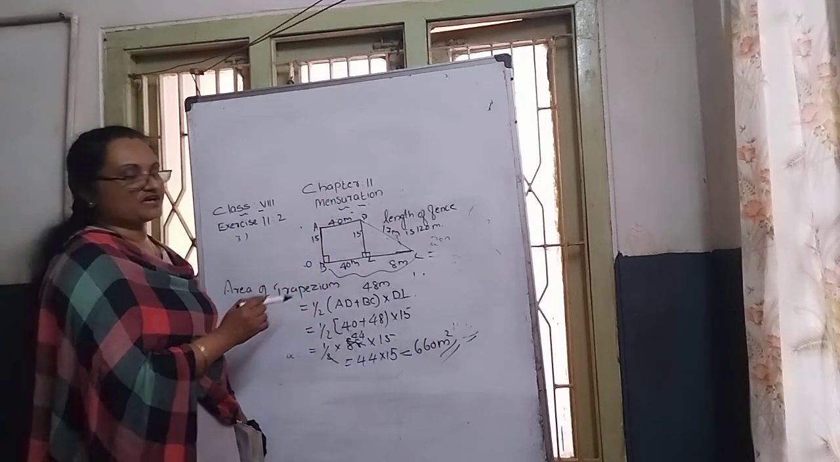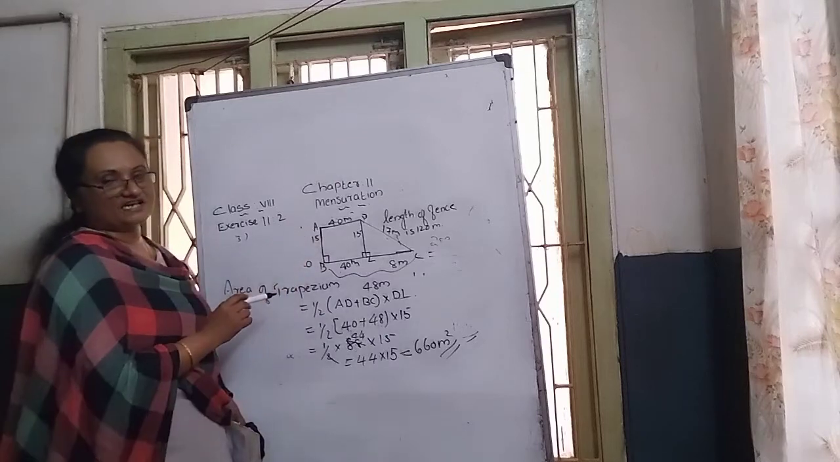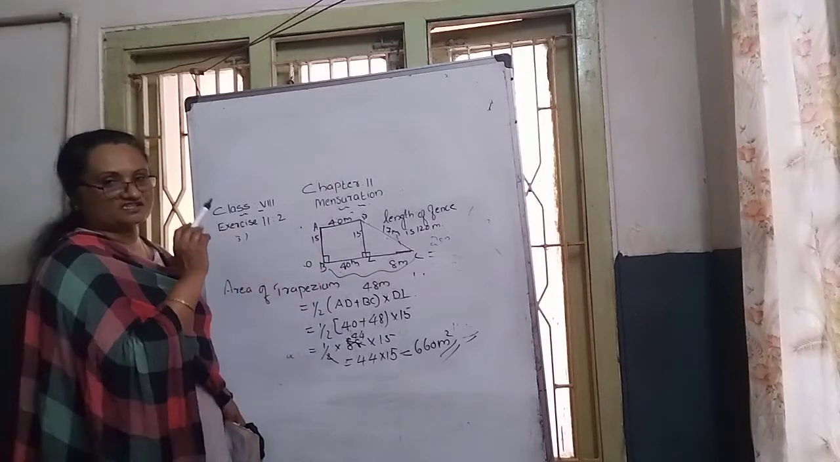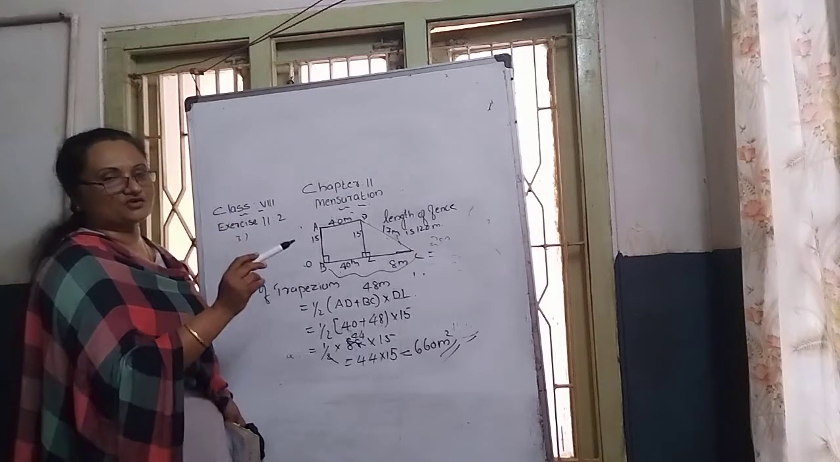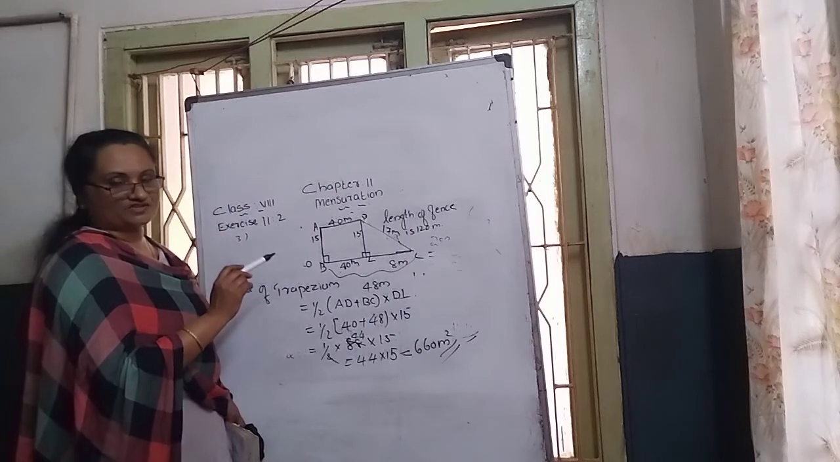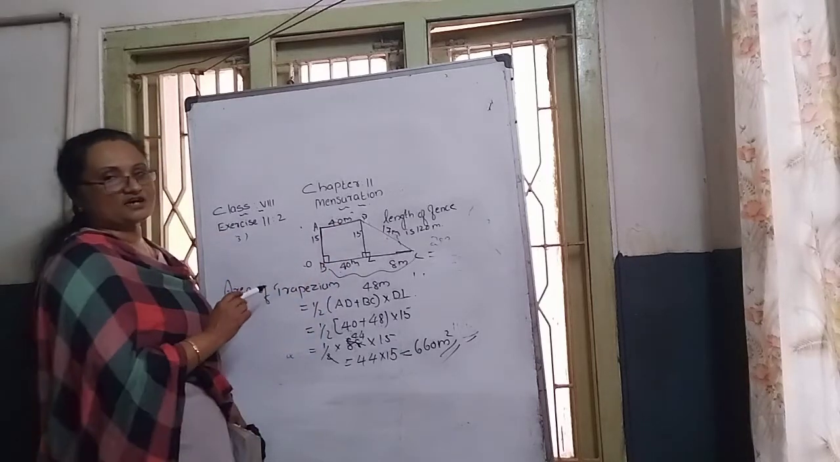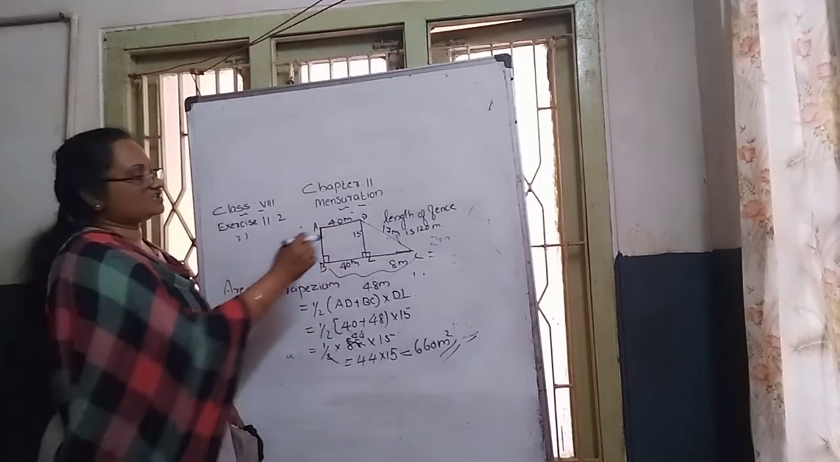How to find out the DL value? Apply the Pythagoras theorem and find out. How to find the third side measurement? The longest side square is equal to the sum of the squares of the other two sides. Apply that Pythagoras theorem and find the DL value. DL value becomes 15 meter.